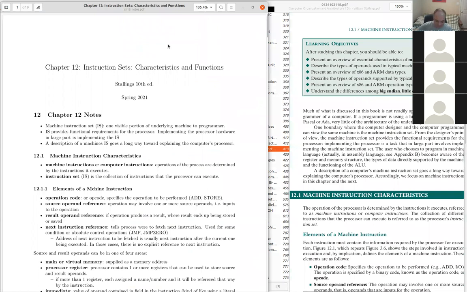So there's a couple of things that I wanted to point out in this chapter, although tonight might not be too long of a night. This chapter wasn't as much as the previous chapter.